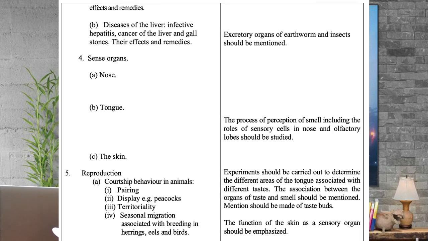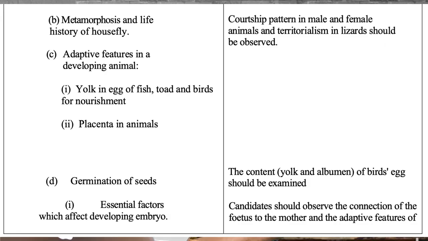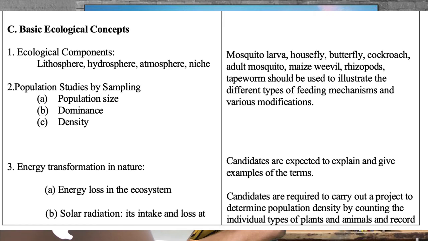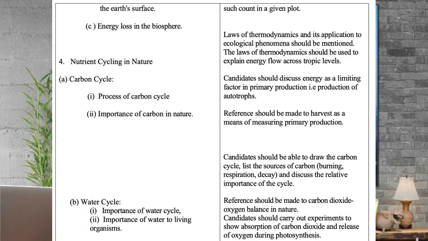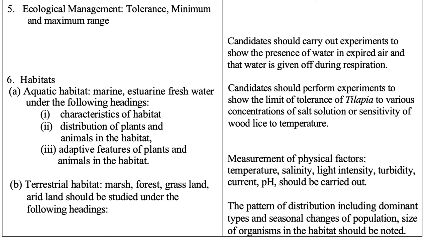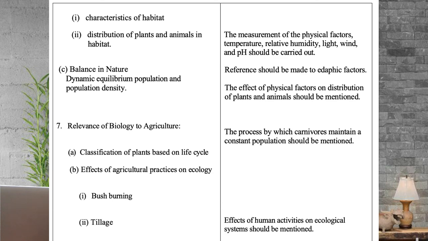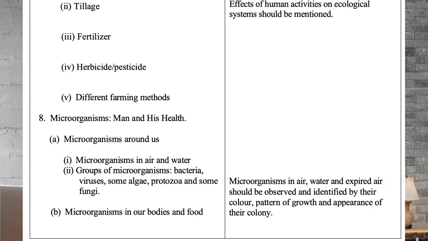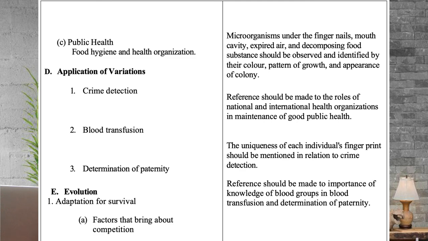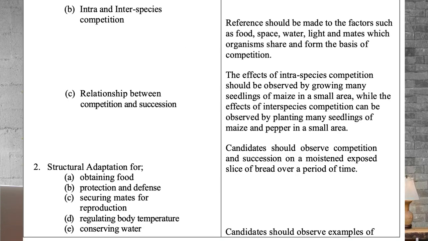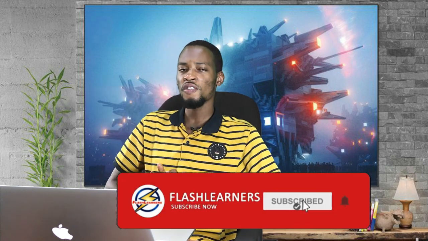You need to know the concept of living things, which are cell theory, organ system, excretion, plant and animal nutrition is very necessary. Classification, basic ecological concepts are very necessary for you. Nutrient cycling in nature, water cycle, relevance of biology to agriculture, application of variations, evolution, and adaptive coloration. So this is basically what you need to cover in WAEC.